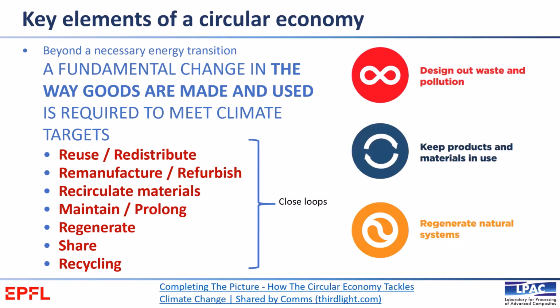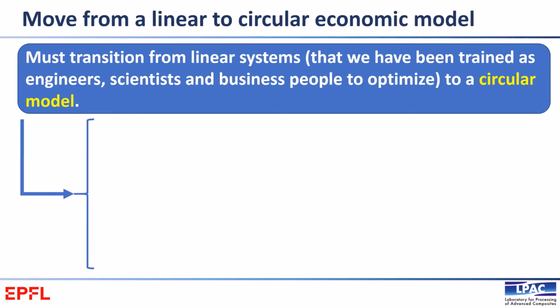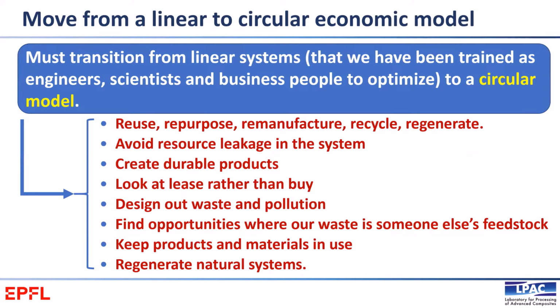So we close loops. We try and design out waste and pollution from the design phase. So if you're designing a product, you need to think in a circular fashion. We try and keep products and materials in use for longer, make them more durable, and we try and regenerate natural systems. So we need to transition from this linear system to a circular model. Again, we reuse, we repurpose, we remanufacture, we recycle, and we regenerate. We try and avoid resource leakage as much as possible.